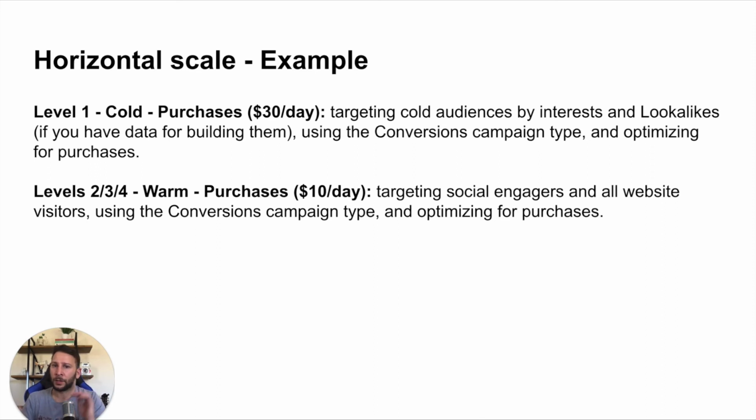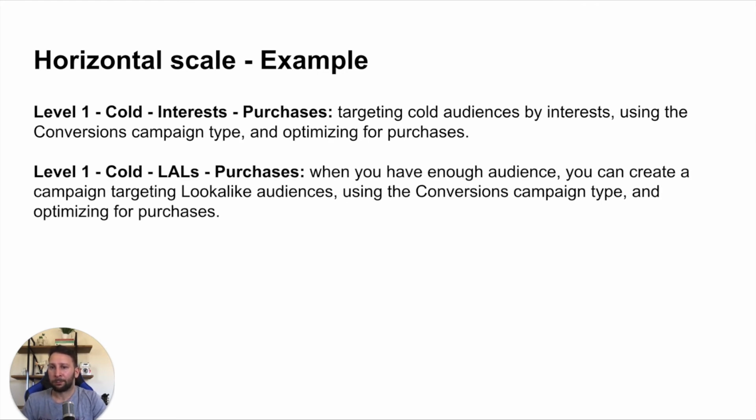So this is the original ad campaign structure that I showed you in the part one video, right? You have two campaigns, super small ad account structure, cold level or level one, levels two, three, four together merged in one campaign. That's as small as you can go. But then level one could be split into two.